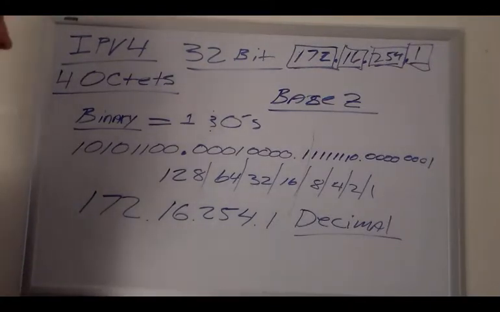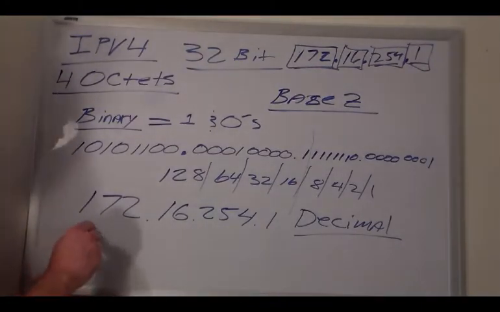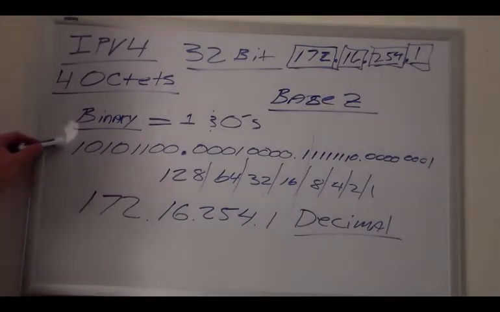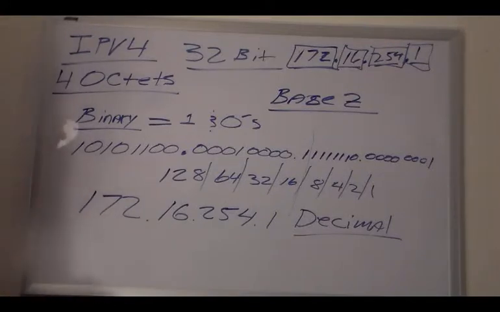This is the decimal format. This is what we would use. We would use a group of 4 numbers separated by a dot. The computer is going to resolve them to a binary format, and that's how they're actually going to read them.